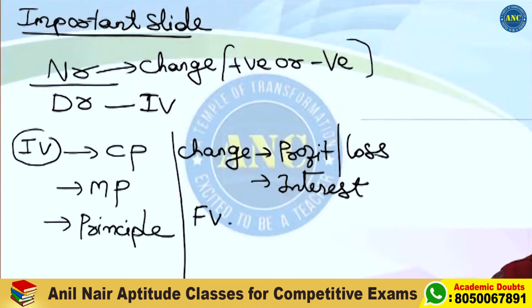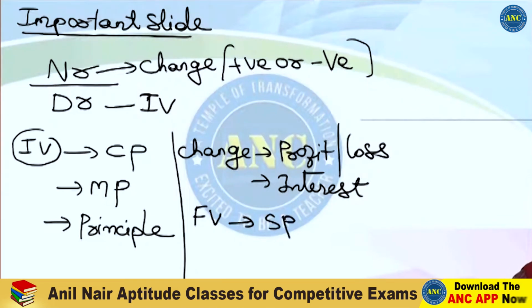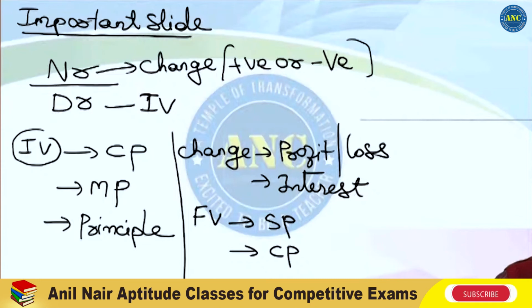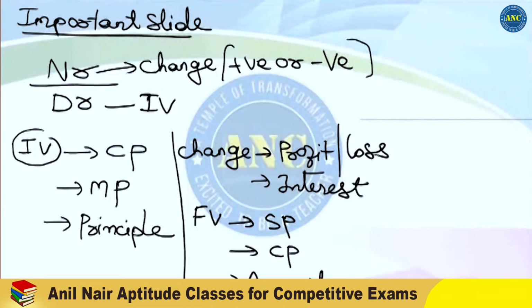Final value could be selling price. It could also be cost price if I use markup. Right? It is nothing but amount. Please make a note of it, sir. If you understand this single slide, probably 70% of the SICI questions and profit, loss and discount can be solved using a single theme, right?